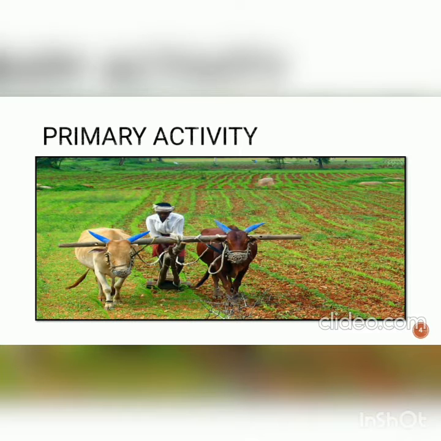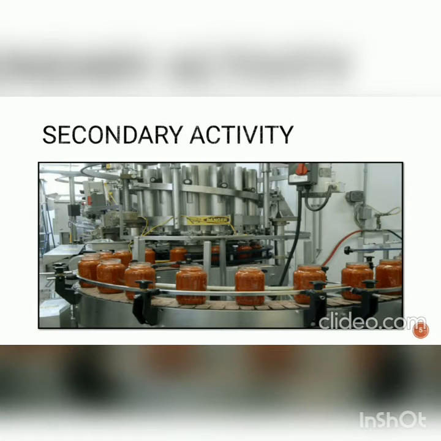Primary activity deals with farming, hunting and fishing. Secondary activity basically deals with manufacturing of items, and when raw material is converted into the final product, that comes under the secondary activity. For example, from cotton to a textile.